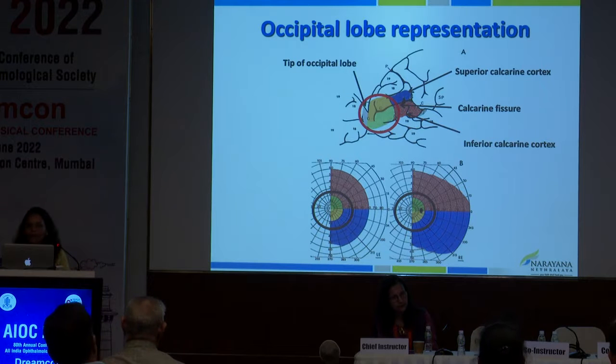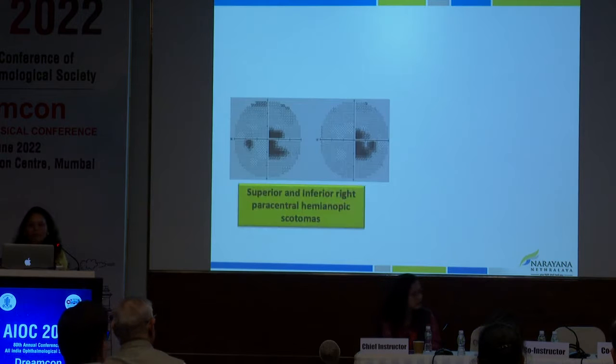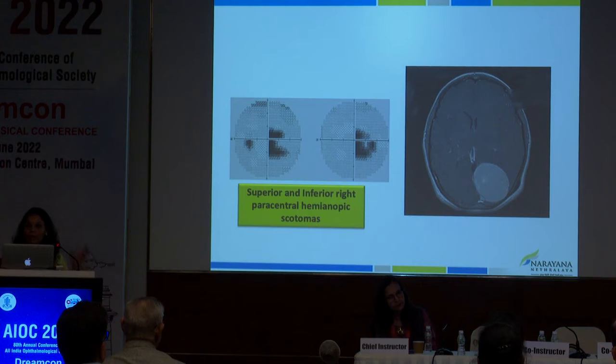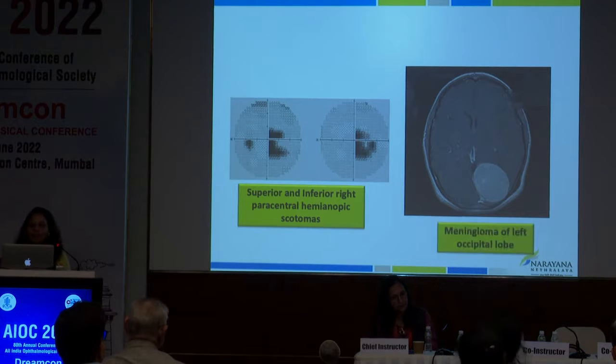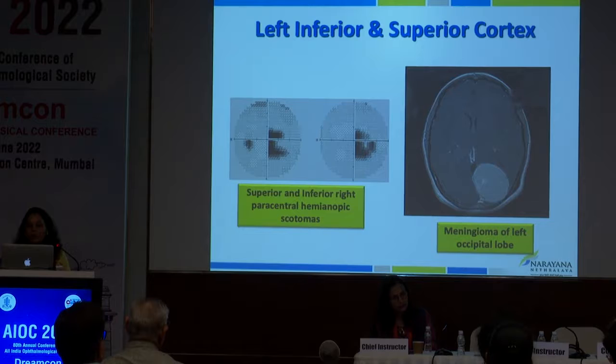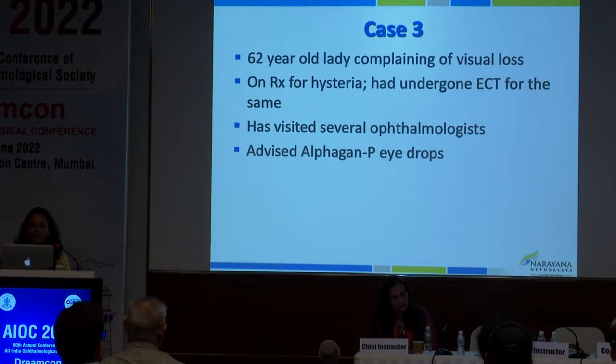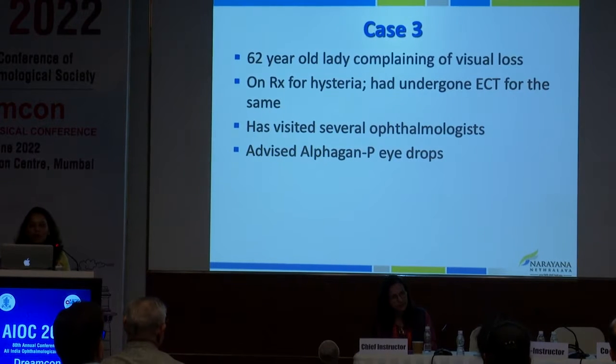And how did we reach the diagnosis? Only by looking at the two fields, knowing it's bilateral and bilaterally homonymous. So what this patient actually had was a tumor in that. So it's the field test, just looking at the two fields gave us the diagnosis, which is a meningioma of the left occipital lobe.